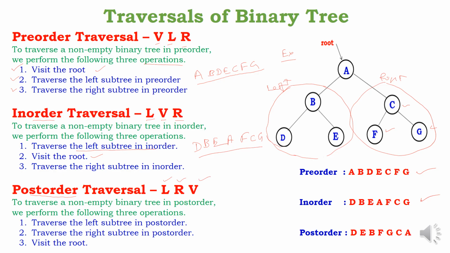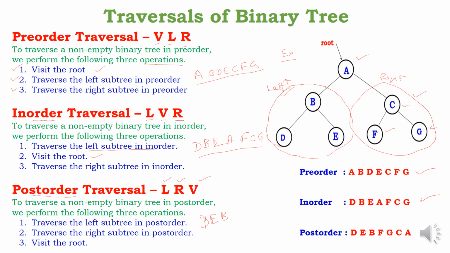So the left subtree has to be traversed first, then right subtree, and second, root node has to be displayed. So left subtree is having three values. So these three values has to be visited in post order. So left, right, root. D E B. Then traverse right subtree in post order.